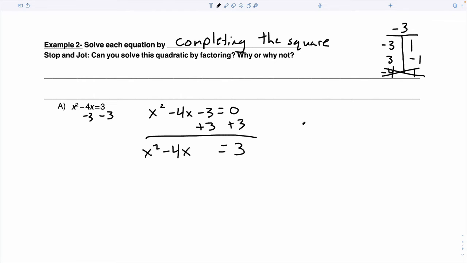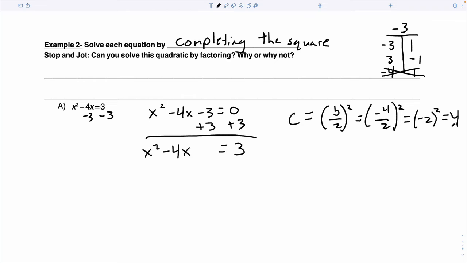Tony, what was the formula? b over 2 squared. So to get a c value that you can take a perfect square of, always use this formula, b over 2 squared. My b value is -4. Square it. -2 squared is +4. So your new c value goes here.